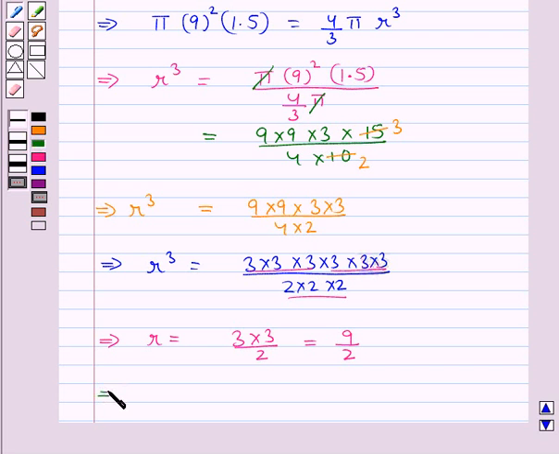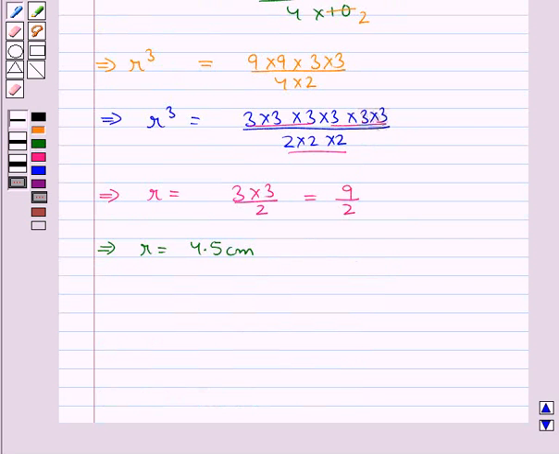So this means we have r is equal to 4.5 centimeters. Or we can say the radius of the spherical ball is equal to 4.5 centimeters. So this is our required answer.